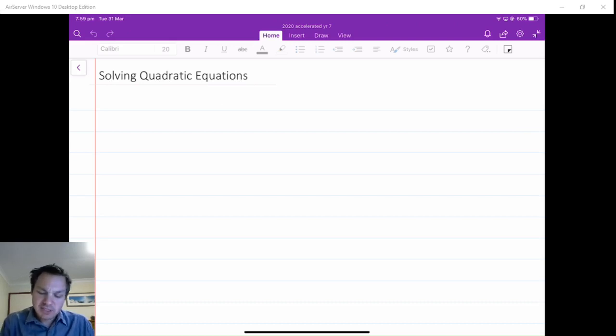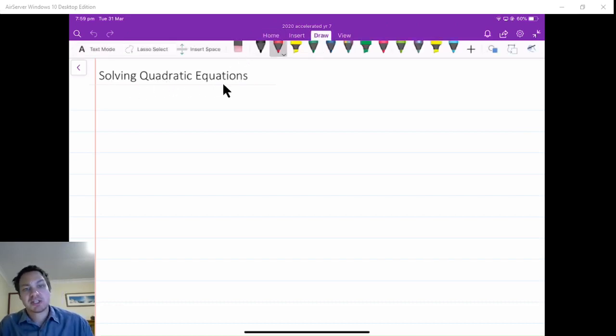Today I wanted to talk about solving quadratic equations, including some simple quadratic equations that have some other terms in them as well. Firstly, what we need to look at is substitution into expressions that have squares in them.